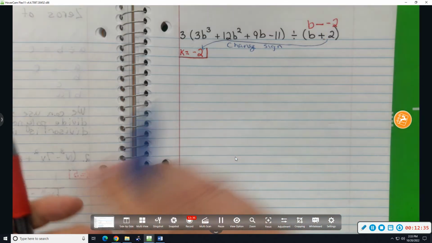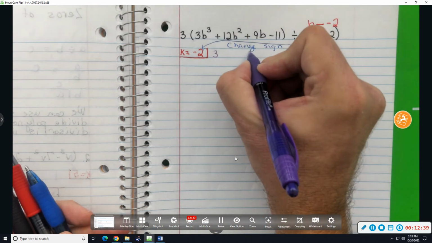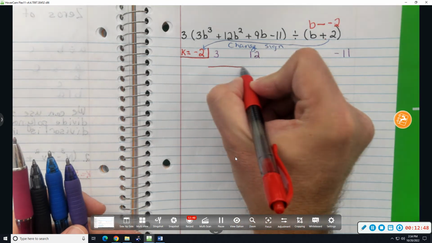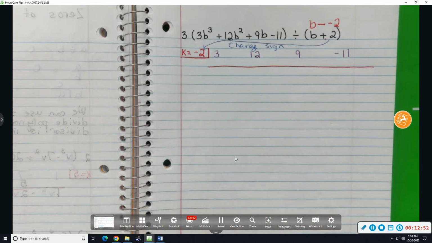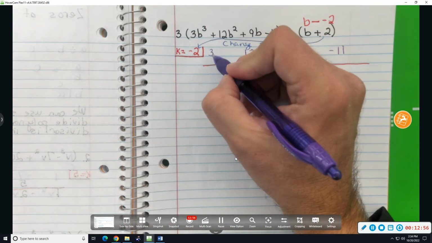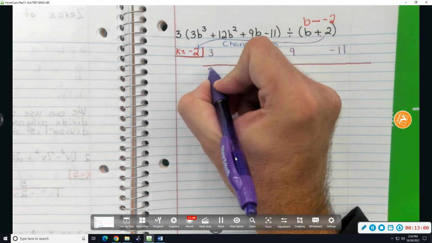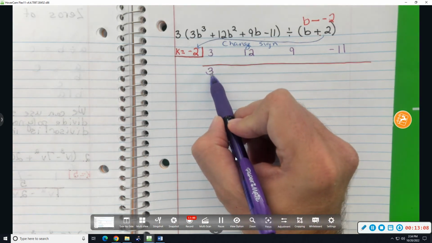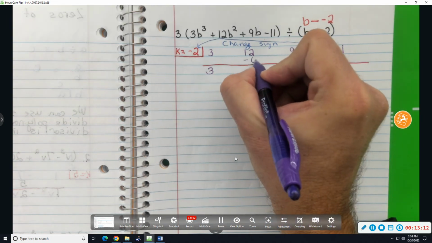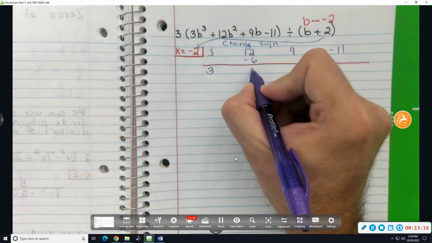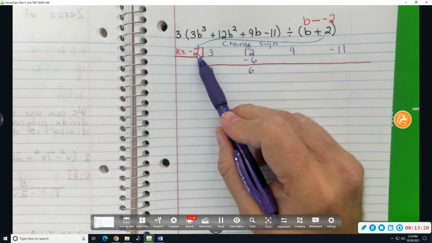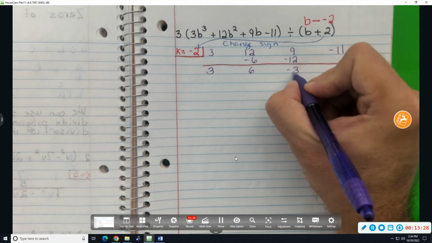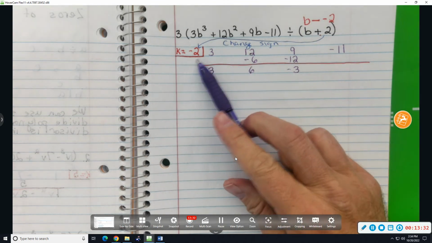Now let's write these coefficients out. We have a 3, 12, 9, negative 11. And have y'all got the pattern down? To get going, you take the first number, move it down here on the answer line, and start multiplying. 3 times a negative 2 is a negative 6. 12 minus 6 is 6. 6 times negative 2 is negative 12. 9 minus 12, negative 3. Negative 3 times negative 2 is 6.